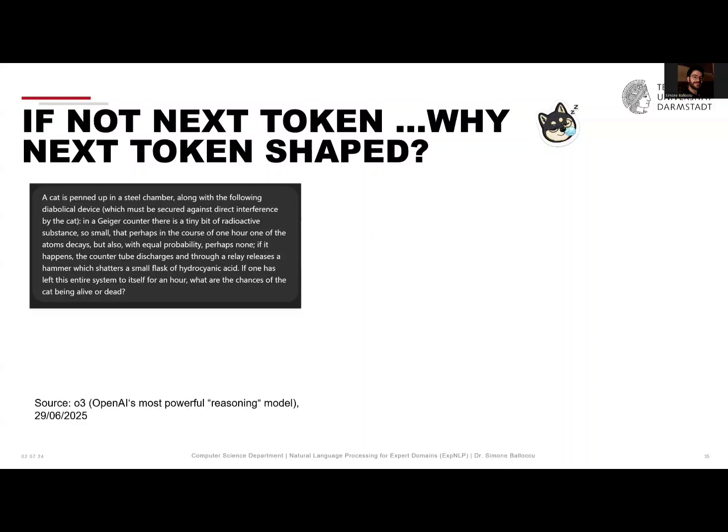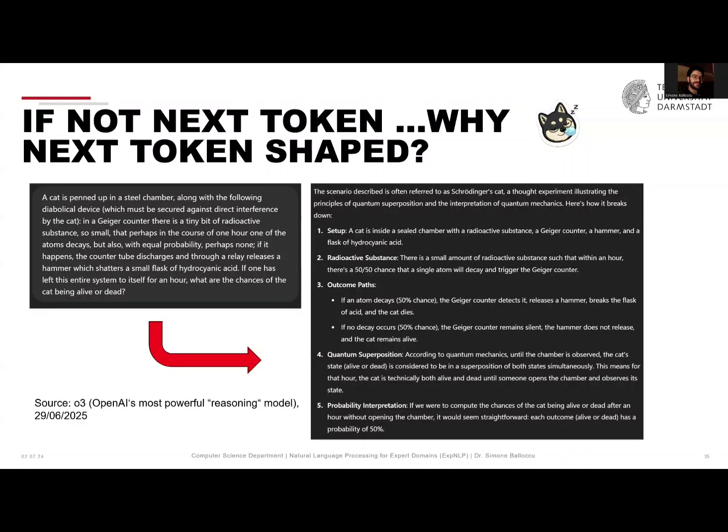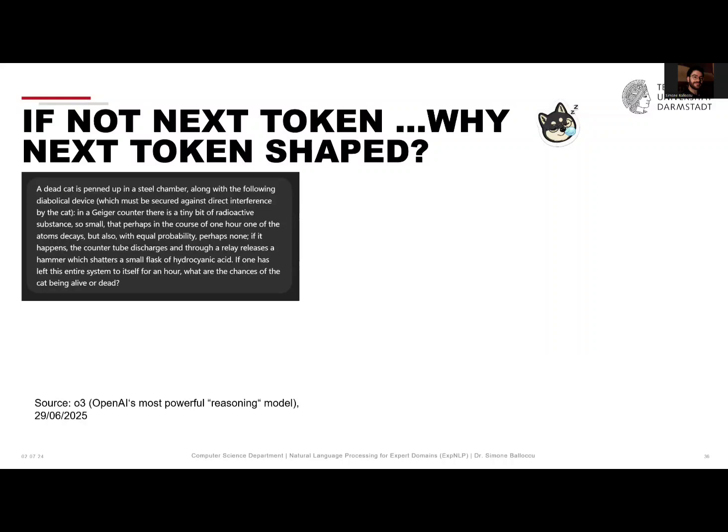Now, this is a very well-known problem that relates to the superposition of states and quantum probability. And needless to say, this model, which is OpenAI o3 from last year, nails it. It tells me, yeah, it's the Schrodinger's cat, illustrates quantum superposition, and so on, 50-50 probability. Okay, so we can assume that ChatGPT knows this problem well. Now, is it safe to assume that ChatGPT actually understood the underlying problem? So let's make a little modification and say now there is a dead cat in a steel chamber with the same device. So after an hour, what are the chances of the cat being alive or dead?